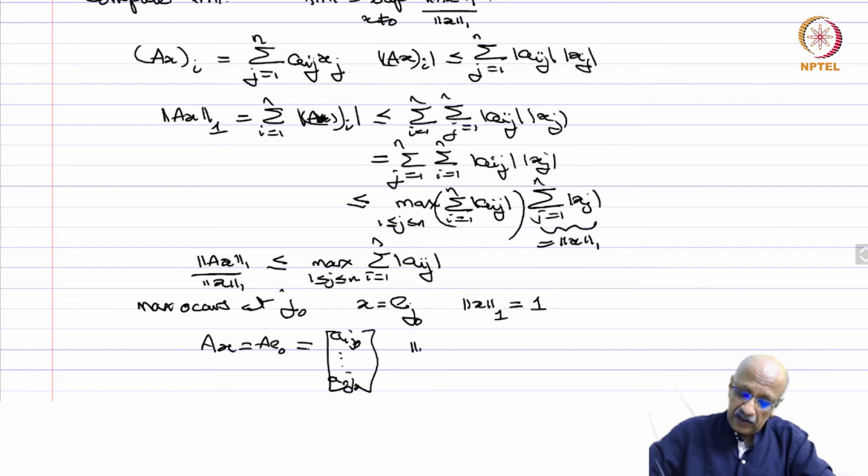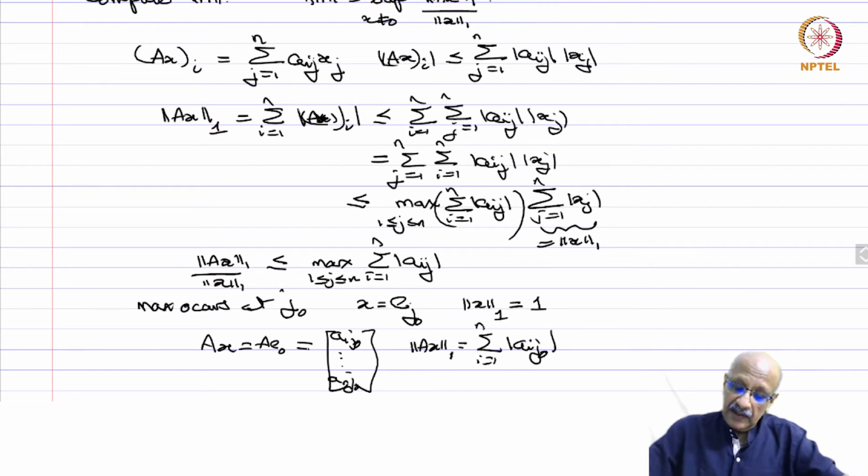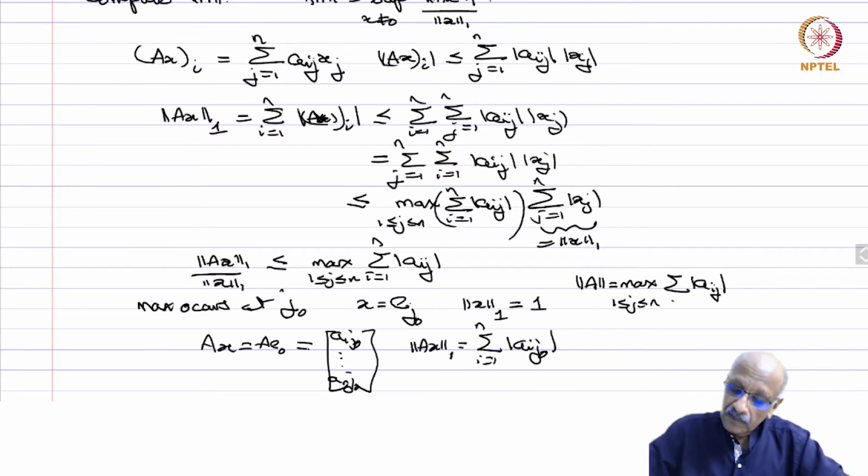Therefore, norm Ax1 is equal to sigma mod aij naught, i equals 1 to n precisely, and therefore we have the norm is less than or equal to this and it is actually attained for the vector e_j naught, and therefore we have that norm A is equal to max over 1 ≤ j ≤ n of sigma mod aij, i equals 1 to n.